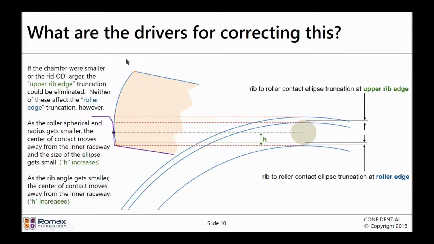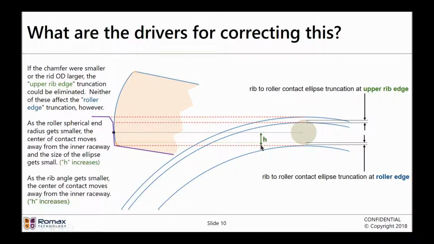If the chamfer were smaller or the rib OD made larger, so if I move this up or make this a smaller chamfer, if I made it small enough, you can see that I could get rid of the problem I have here with the rib to roller contact ellipse at the upper rib edge. However, this doesn't do anything to my lower edge, my lower truncation, rib to roller contact ellipse truncation at the roller edge. At the roller edge, as the roller spherical end radius gets smaller, or the curvature gets to be a smaller radius, so there's more drop at the ends, the contact moves away from the inner race. So this point moves further up as that spherical radius gets smaller.